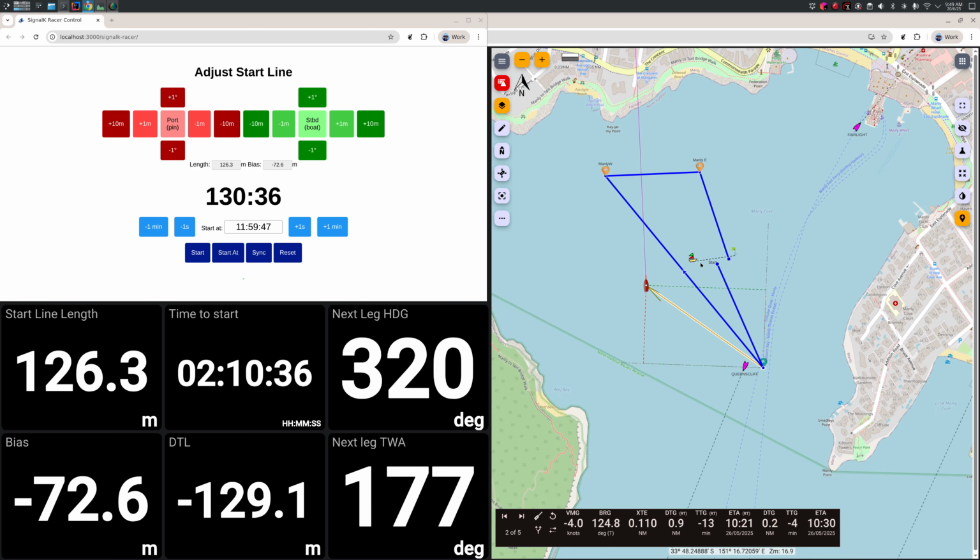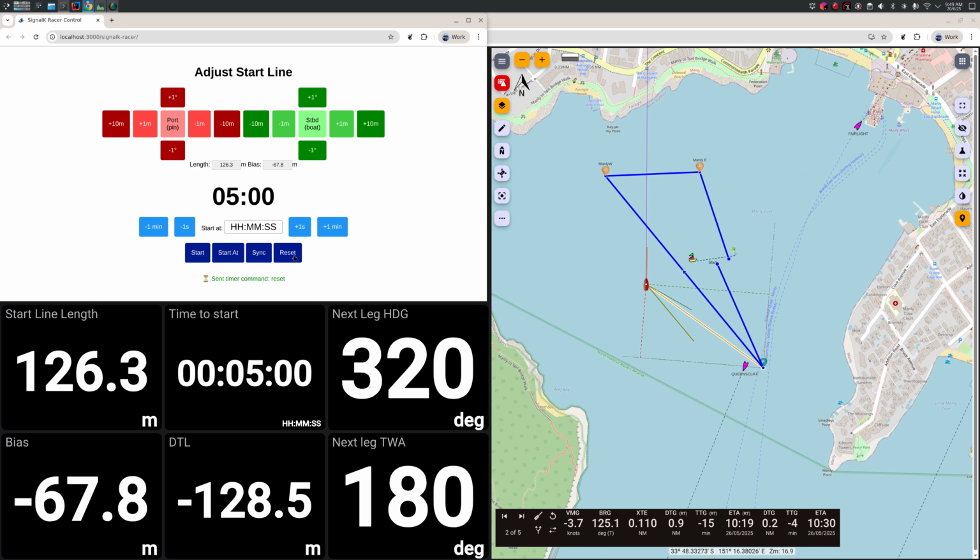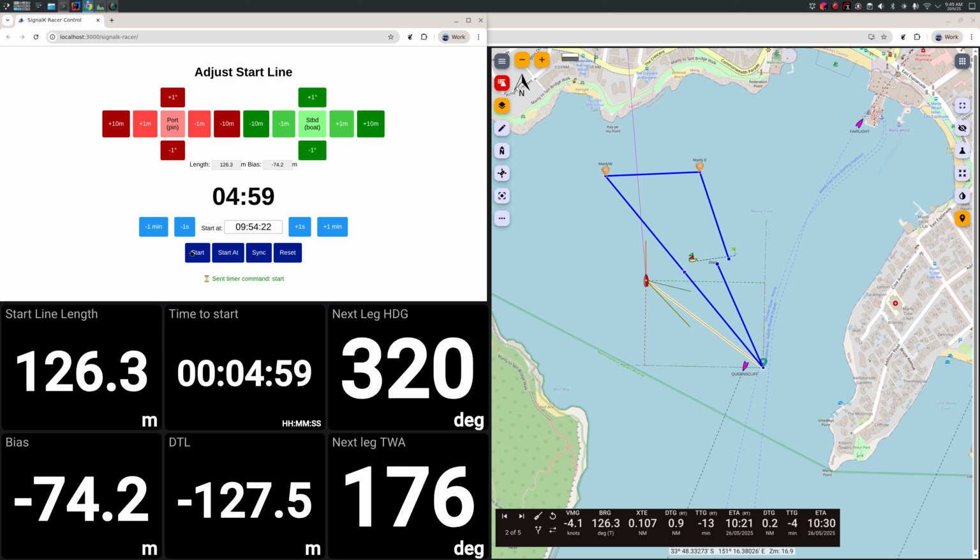So here we have the start timer. Let me just reset that. Initially it starts off as a fairly standard start timer. 5 minutes to go, start, it's counting down.